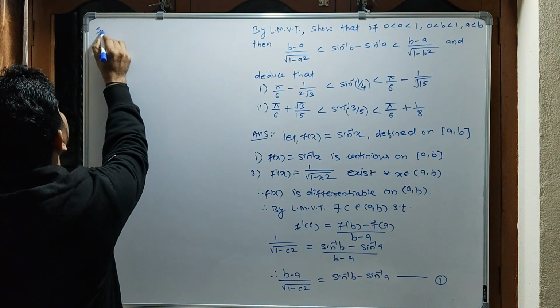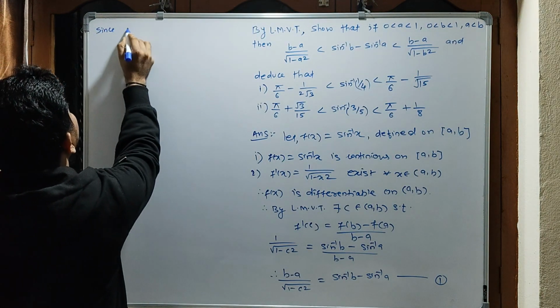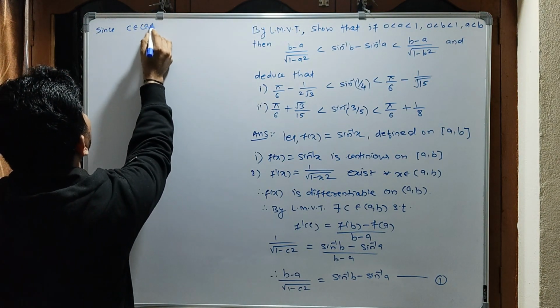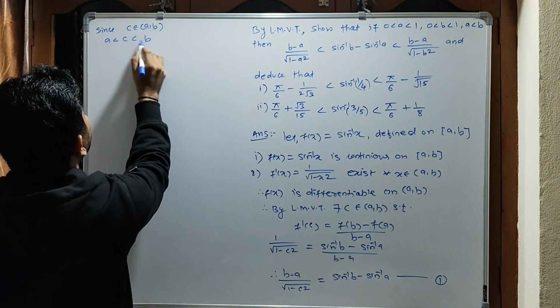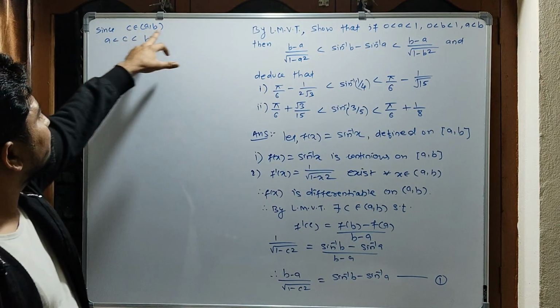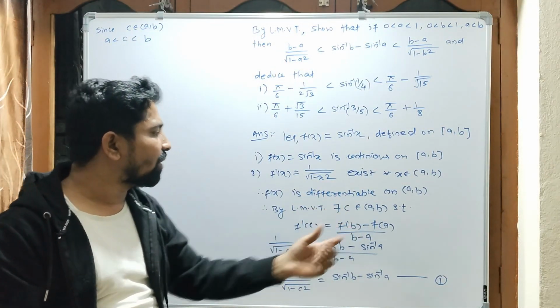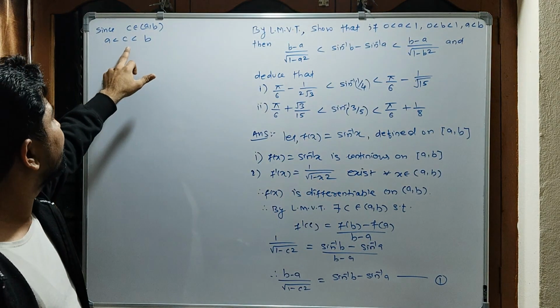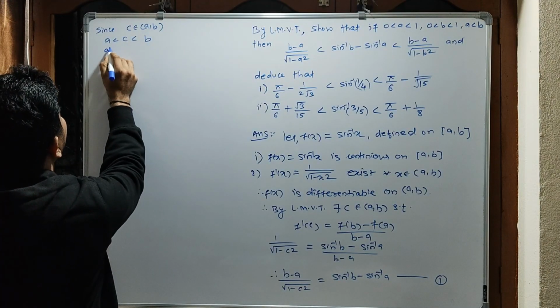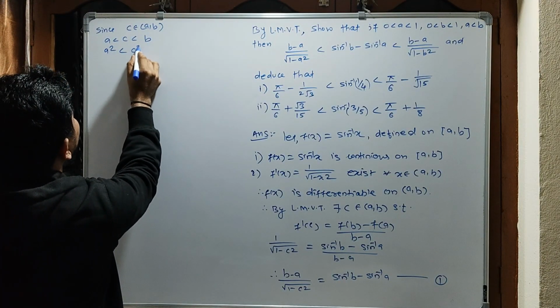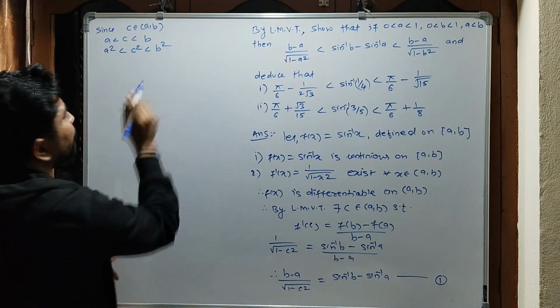Since c belongs to the open interval (a, b), this implies that a < c < b. So here, if c belongs to this open interval (a, b), by Lagrange's mean value theorem, a < c < b. So this implies a² < c² < b².